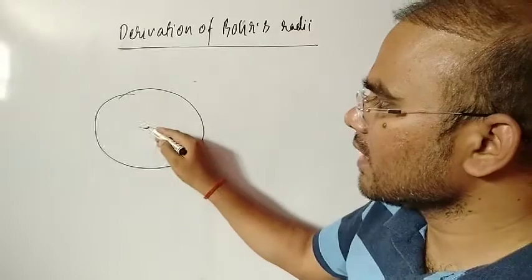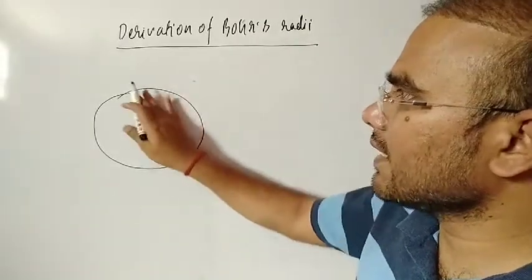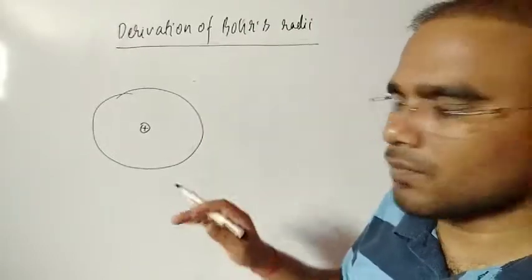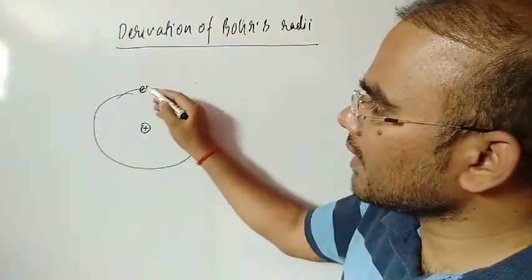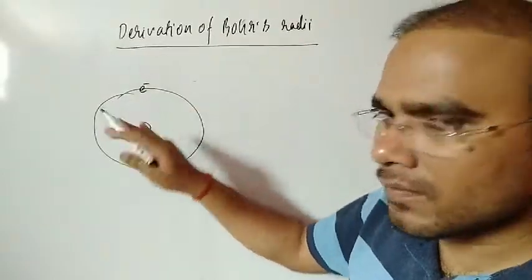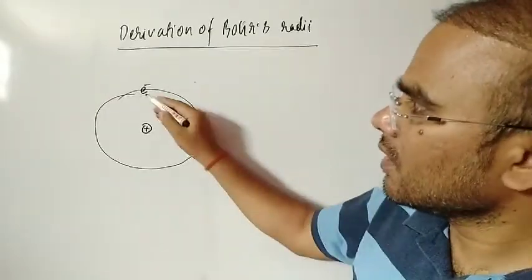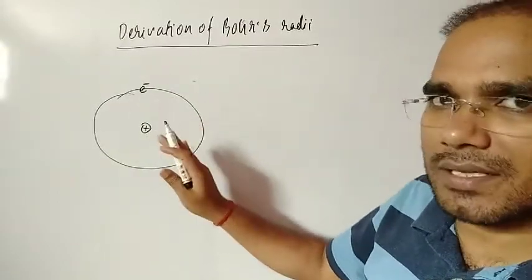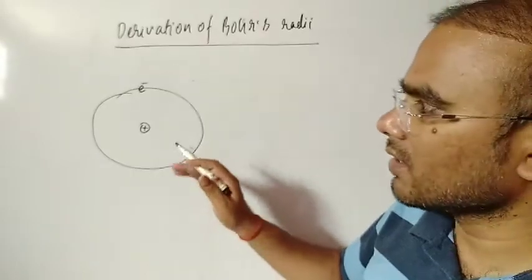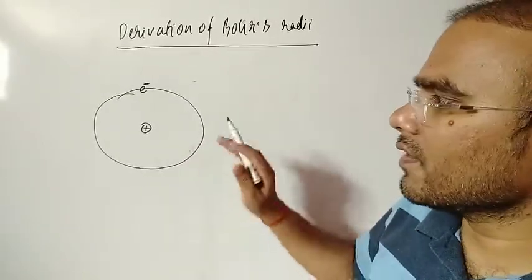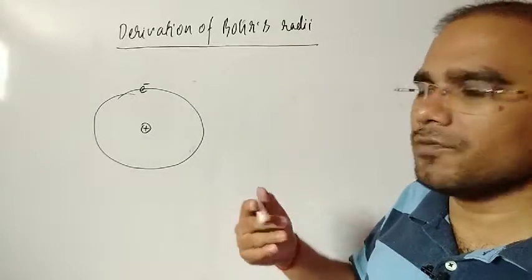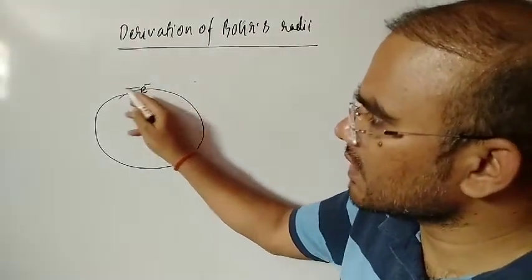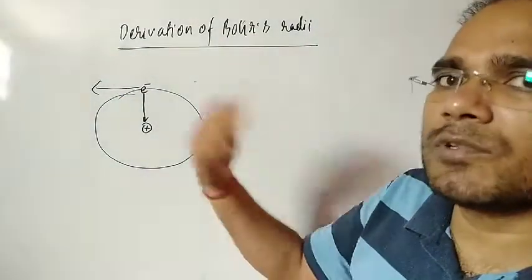Suppose this is the nucleus, and this is the orbit. Now according to Bohr's atomic model, the electron is continuously moving in fixed energy orbits. If the electron is moving, which force is stabilizing the electron? Two forces are stabilizing it. The first one is centripetal force and the other is centrifugal force. Centripetal force acts towards the center, and centrifugal force is opposite, away from the center.